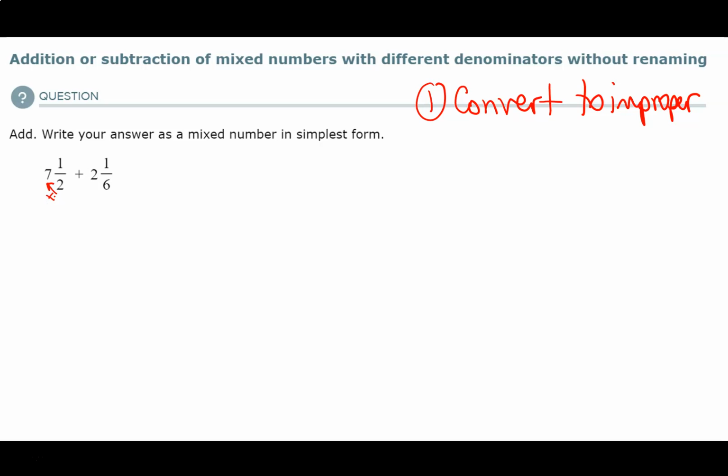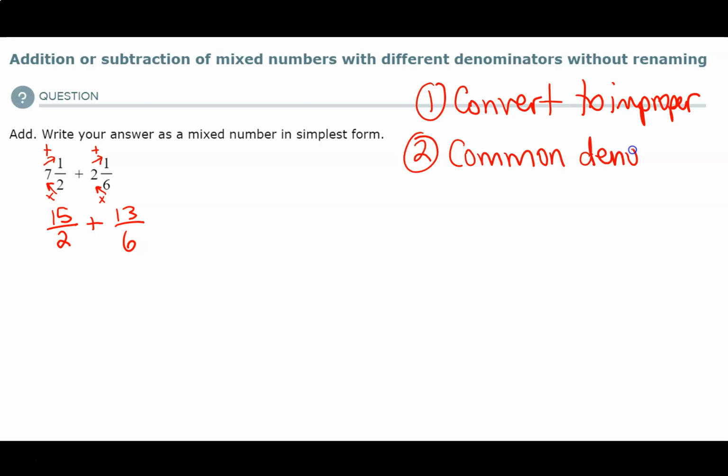2 times 7 is 14. 14 plus 1 is 15. This one, 2 times 6 is 12. 12 plus 1 is 13. Okay? Now, unlike the examples that we just did in the last video, this is where we now have to employ our rules for adding and subtracting. So the next step is going to be to get a common denominator.